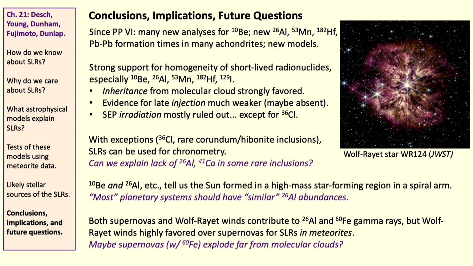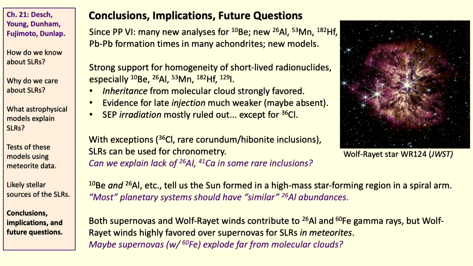It sure looks like beryllium-10 and, separately, the aluminum-26 and other radionuclides indicate the sun formed in a massive star-forming region in a spiral arm. This means that probably most other solar systems would have similar abundances of aluminum-26 and have melted asteroids, but it's going to be a lot of ongoing work to determine what we mean by most and what we mean by similar aluminum-26 abundances.